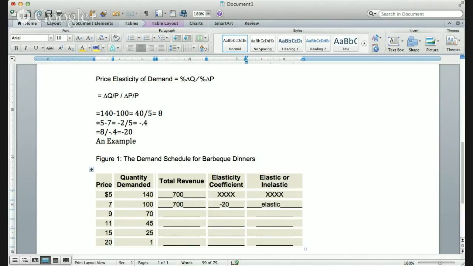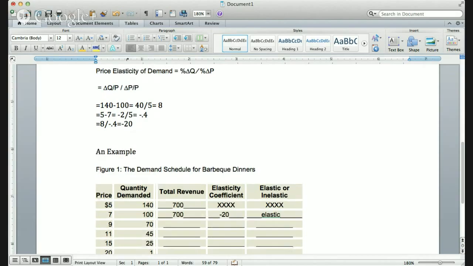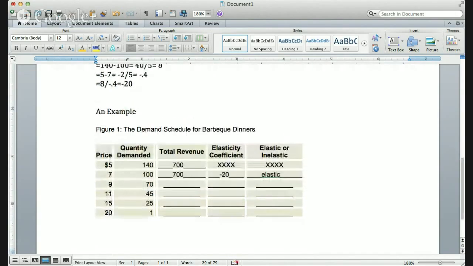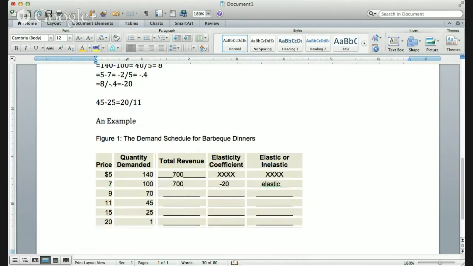11 to $5. So let's do this example one more time. Exact same thing. Now we're going to take the quantity we started with, the 45 minus the 25. Get that piece. We're going to divide that by the price where we started, again starting at 11. And we're going to take the 11 minus the 15, which is -4, and divide that by 11.